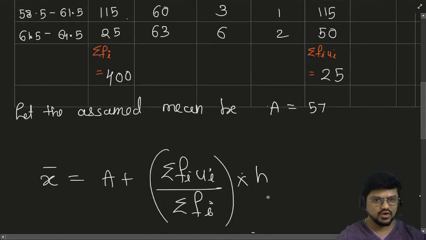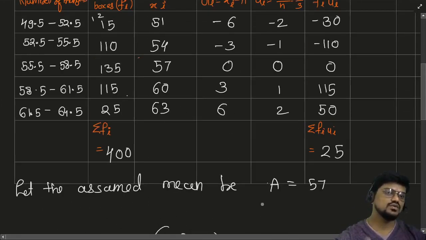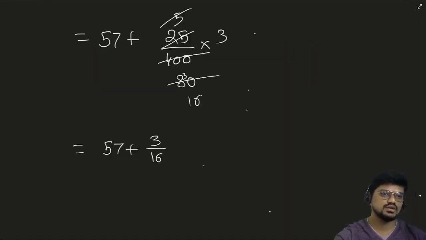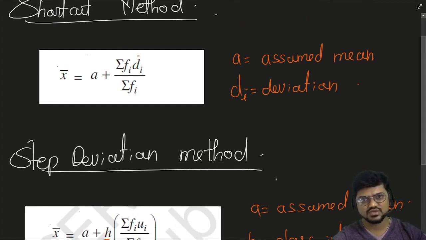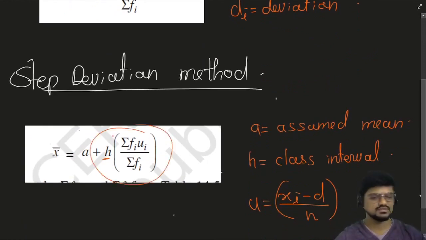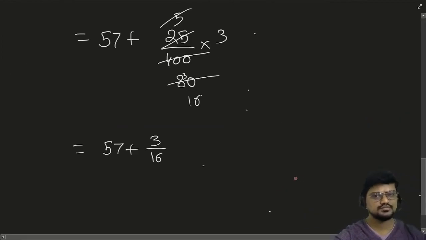In this formula this h is extra, which you will multiply at the end. In the step deviation method, you will multiply this h at the end and you will divide with h in the beginning. In the shortcut method, the formula has no h, since we are not dividing, and that's why we are not multiplying also. In the step deviation method, we divide with h first and then multiply with h. Why divide? Because the number gets reduced. Are you getting it?